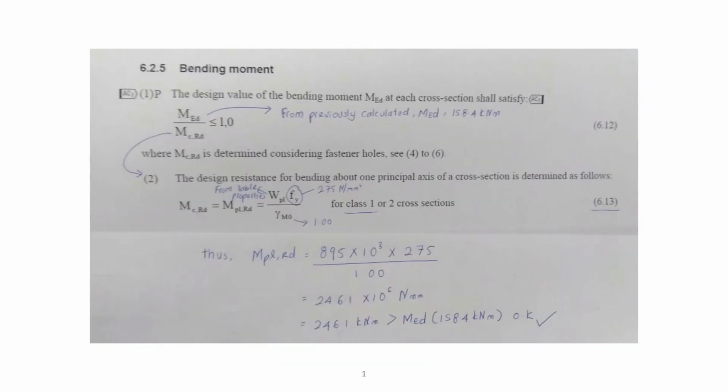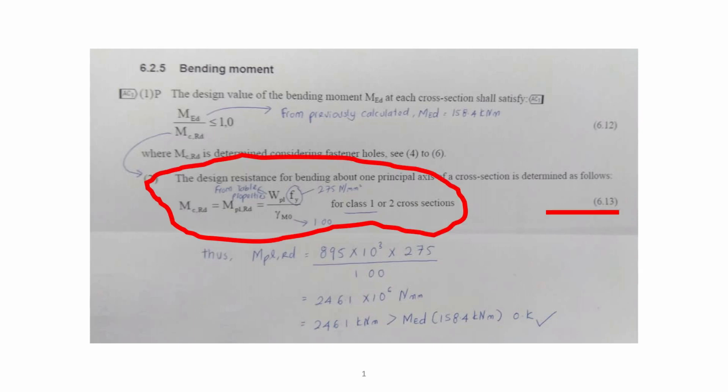Since the beam section belongs to class 1, plastic moment of resistance, thus, MCRD is equivalent to MPL,RD, as given in equation 6.13, as shown here. Finally, the value of MPL,RD equals 246.1 times 10 to the power of 6 Nmm. Therefore, it can be concluded that the beam is capable to resist the designed bending moment as MCRD 246.1 kNm is greater than MED equals 158.4 kNm.